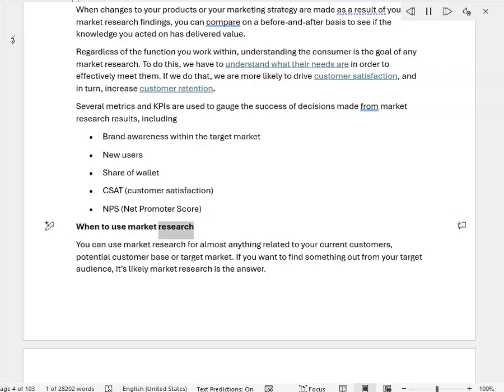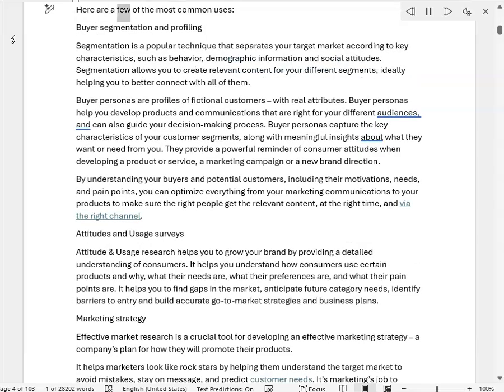When to use market research. You can use market research for almost anything related to your current customers, potential customer base, or target market. If you want to find something out from your target audience, it's likely market research is the answer. Here are a few of the most common uses. Buyer segmentation and profiling.